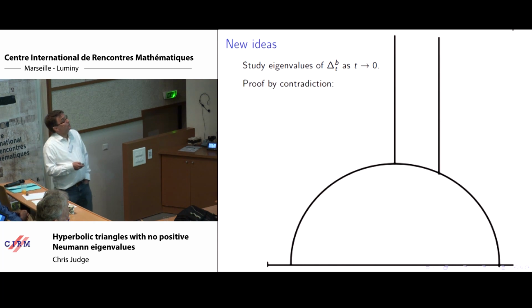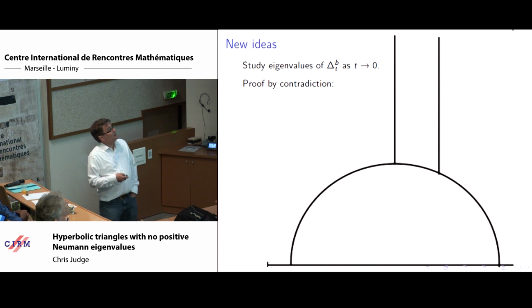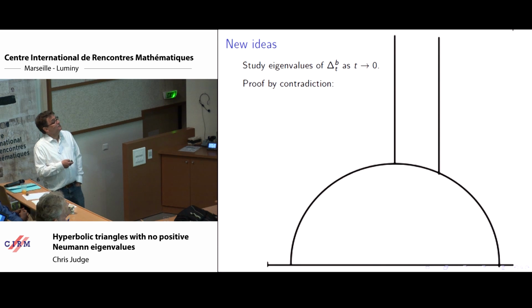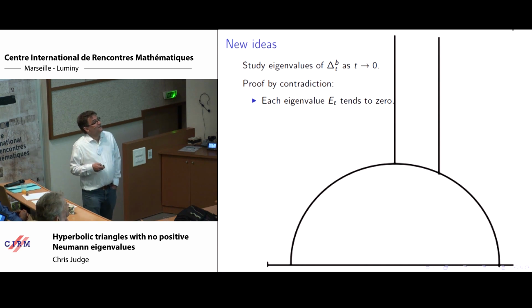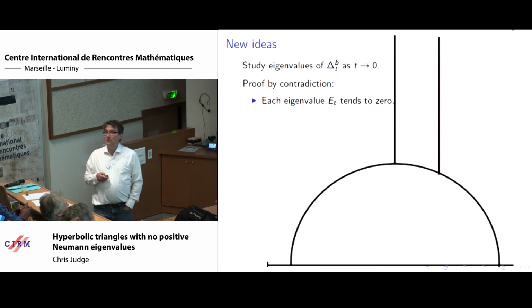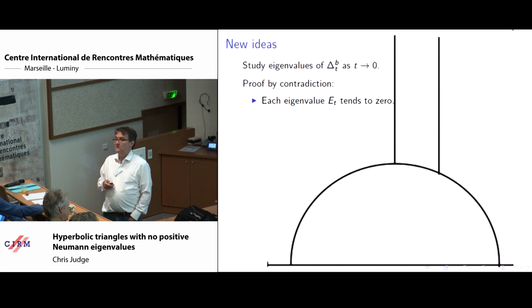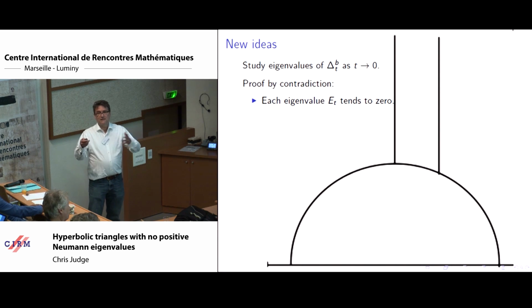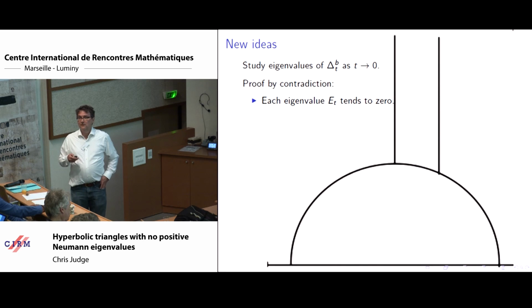Okay, so we're going to do a proof by contradiction. Luc is the master of proofs by contradiction, if you need one. So each eigenvalue E_t, we're going to show that each eigenvalue E_t tends to 0 for the cutoff Laplacian, which for our purposes is essentially the same as the usual Laplacian.